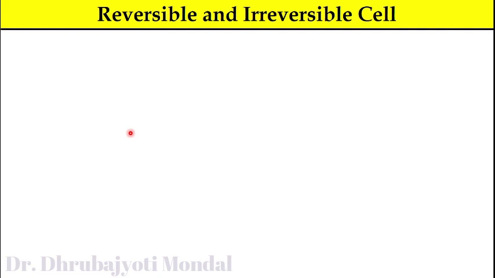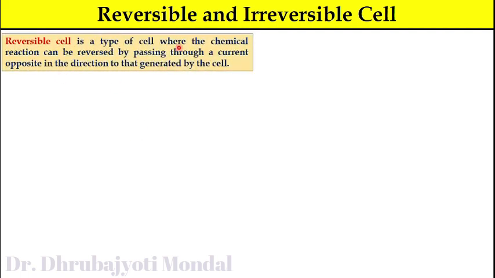Now this is the last topic. This is reversible and irreversible cell. So first you have to know what is the definition of reversible cell. Reversible cell is a type of cell where the chemical reaction can be reversed by passing through a current opposite in the direction to that generated by the cell. So here you have to pass the current, but it will be in the opposite direction to that generated by the cell. Now we are going to explain it.